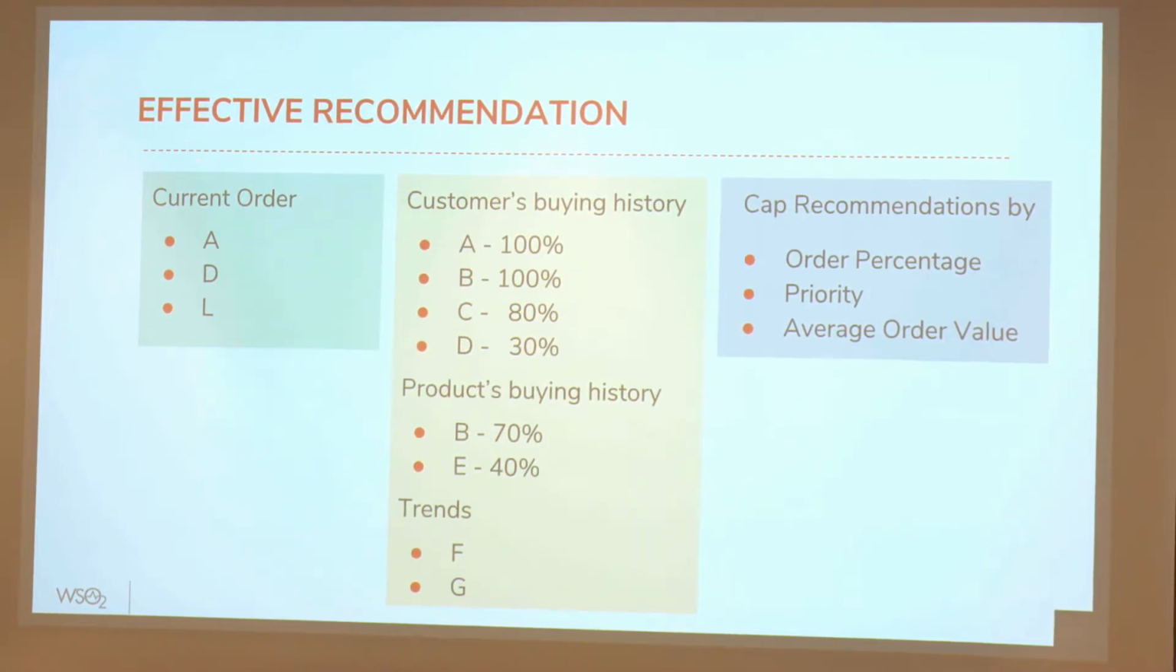Most retail stores want to prioritize it so that the customer's buying history is given first priority. Because if the customer has bought this before, then there's a high possibility that he would want to buy that thing before he buys something else that is recommended to him. But this can be customized. So you prioritize first by the different type of recommendation, then by the order percentage, and then you cap it using a multiplier of the average order value.